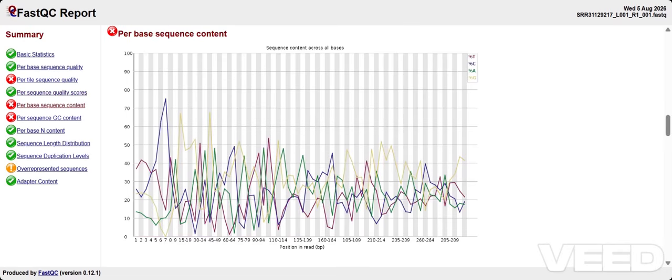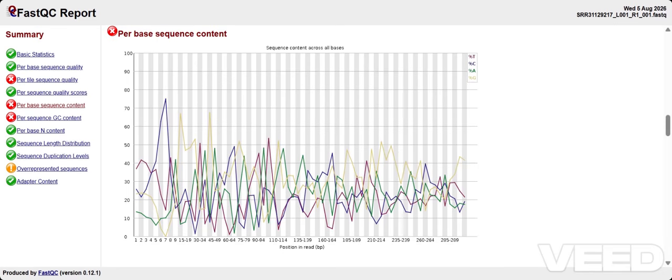This graph shows the percentage of each nucleotide, A, T, G, and C, at every position of the reads. Ideally, depending on the library type and experimental design, we expect the nucleotide proportion to behave reasonably across the read. But in our graph, the four lines show considerable variation. That's why FastQC has marked this module as failed.